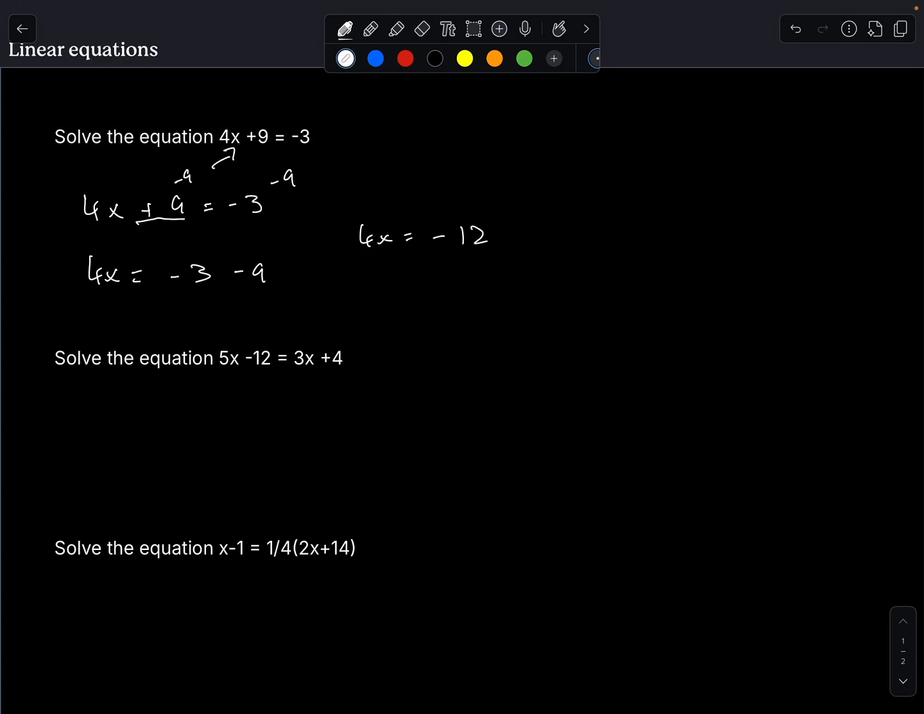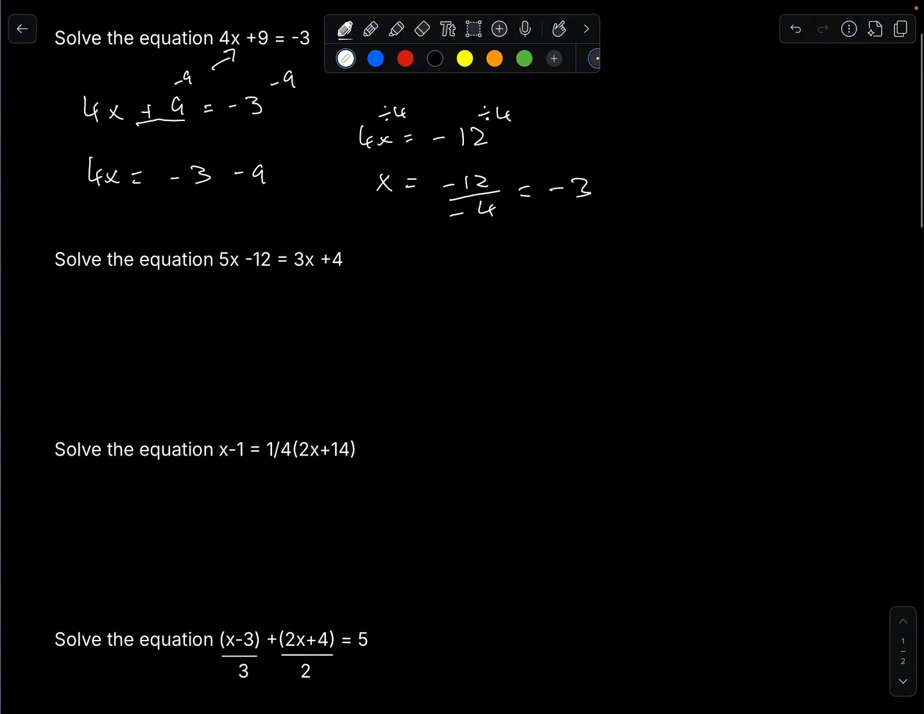Then, for our final answer, having x on its own, we have to divide both sides by 4. So, minus 12 divided by 4 gives me a final answer of minus 3.